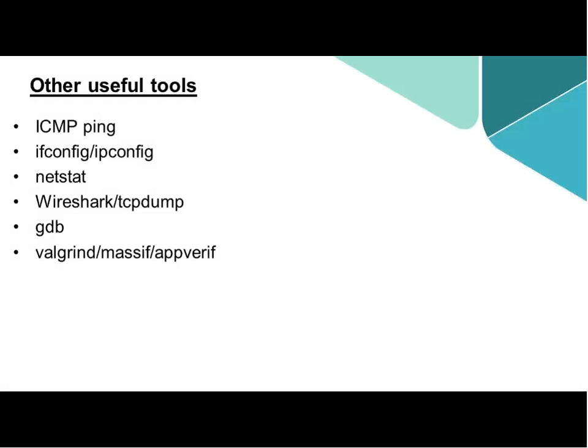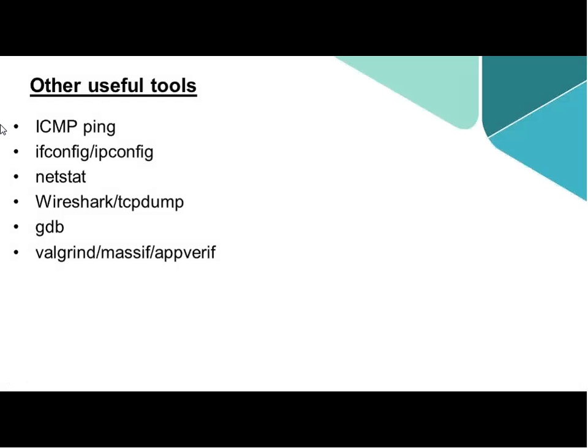Wireshark or tcpdump is a very good tool if you want to debug discovery related information. If you run into any kind of crashes, or if you think there is some kind of deadlock or anything, GDB is a very good tool to show different AllJoyn threads and how they are interacting, what current state they are in, and things like that. Valgrind, Massif, and AppVerifier are very good profiling tools.